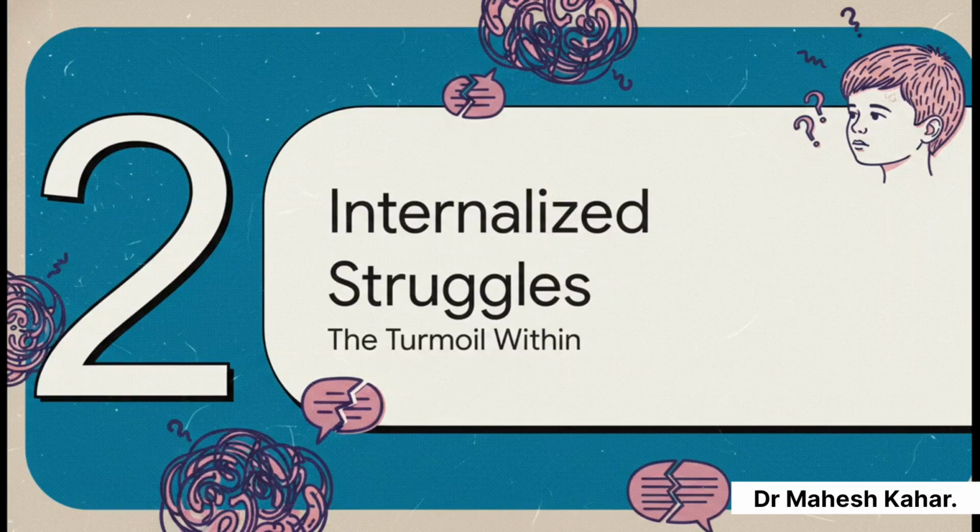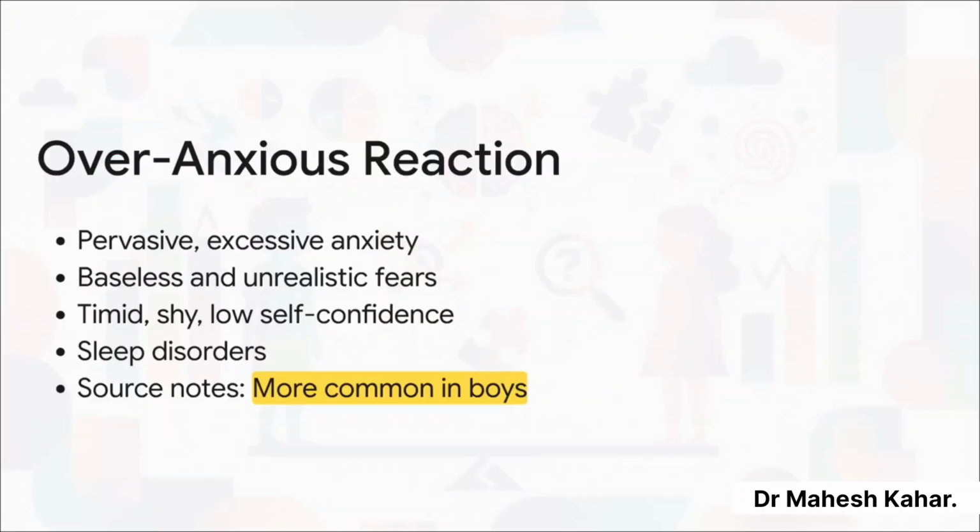It also shows up in more internalized struggles, the turmoil happening on the inside, things like anxiety and even speech difficulties. For example, let's look at the over-anxious reaction. This is defined by constant, unrealistic fears and really low self-confidence. You can see the symptoms right here. And what does the source explicitly state at the bottom? You guessed it, more common in boys.